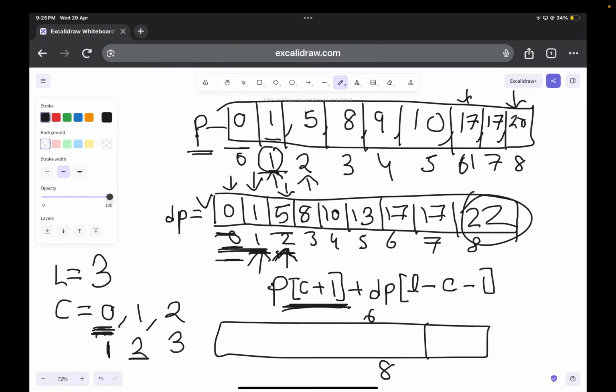Sir, for 7 it is 18. For 7 it is 18. So it is 6 plus 1, right? Yes. So we will get this using this formula.